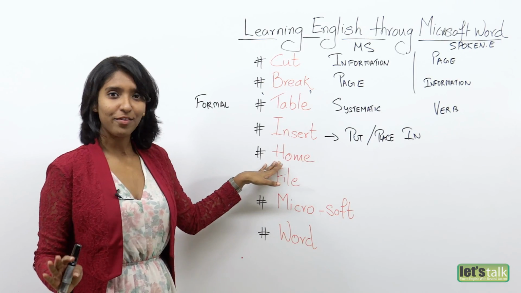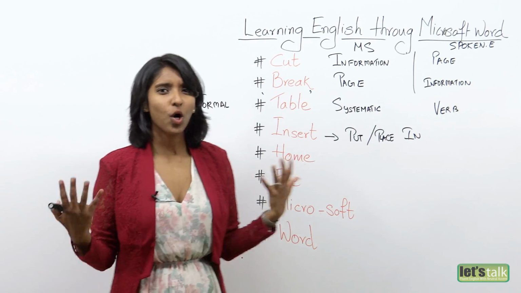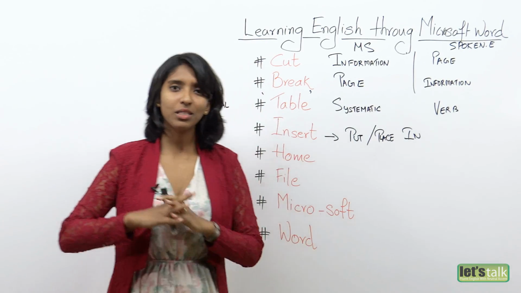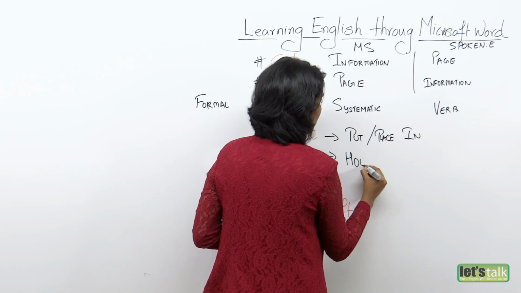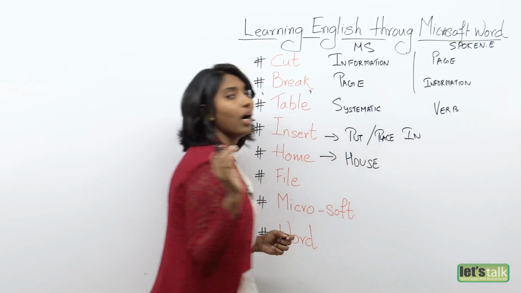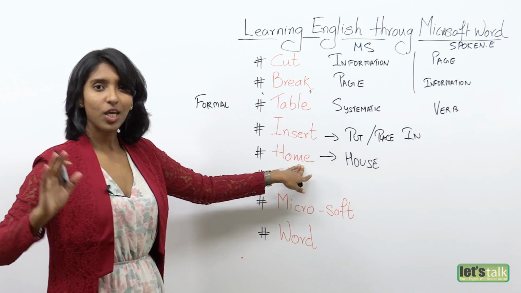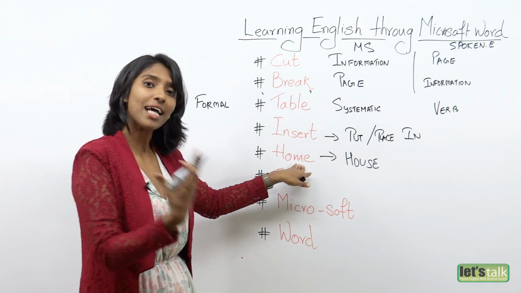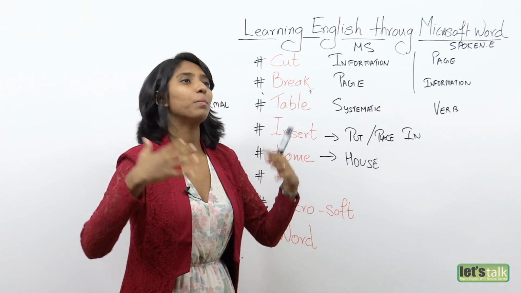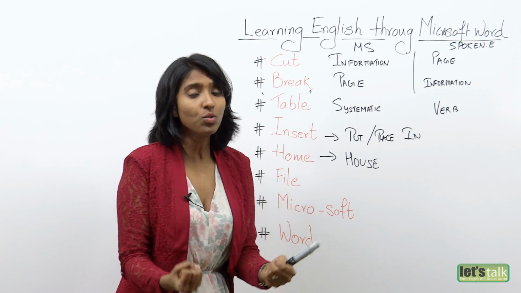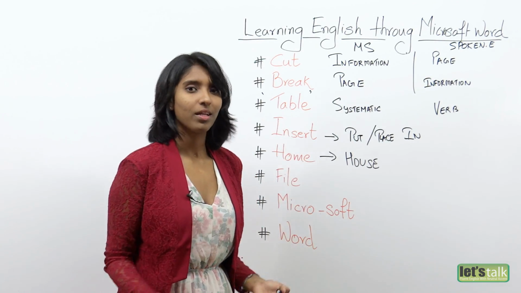The next one I have for you is home. What is a home? Home actually means house. However, whenever you say home, there is a lot of emotional attachment to that place, okay? So home is describing a place where people belong to or people originate from.